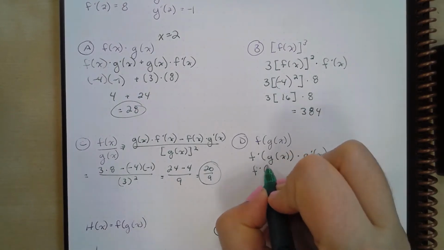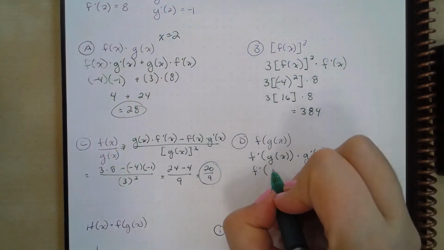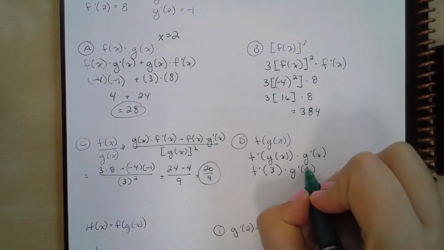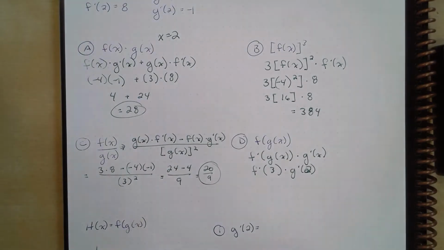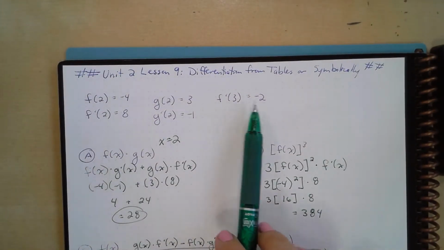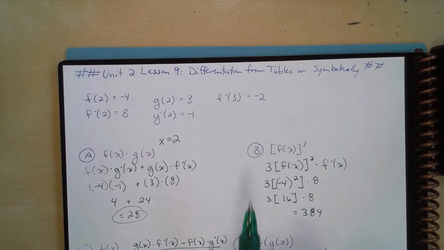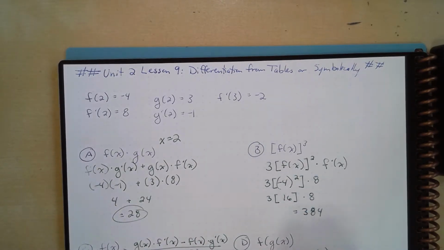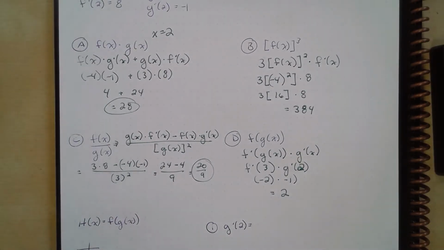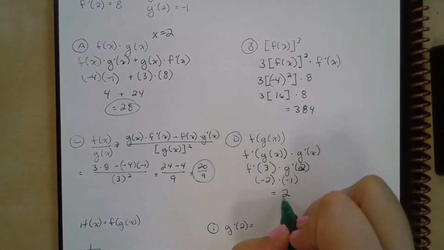F prime of g of 2 is equal to 3 times g prime of 2. Now, earlier you might have wondered why we had f prime of 3 but not f of 3. It looks like we've got the answer there. F prime of 3 we now know is negative 2, times g prime of 2, which is negative 1. So our derivative is just a positive 2. I didn't see that when I wrote that down, but anyway, there it is.